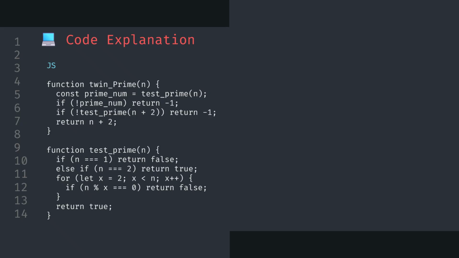We start with twinPrime(n), which first checks if n is a prime using testPrime. If it isn't, we return -1. If it is, we then test if n plus 2 is also a prime. If that is true, we found our twin prime and return it. The testPrime function checks divisibility for each number from 2 up to n minus 1.